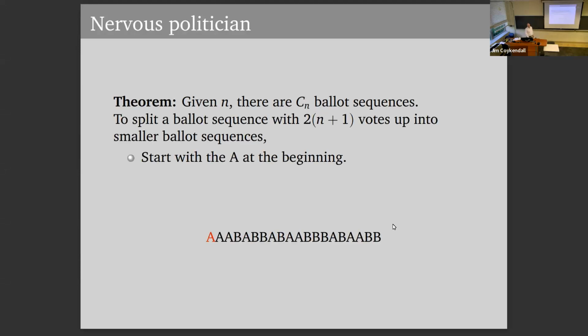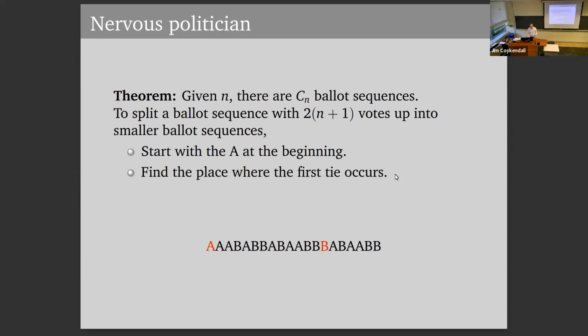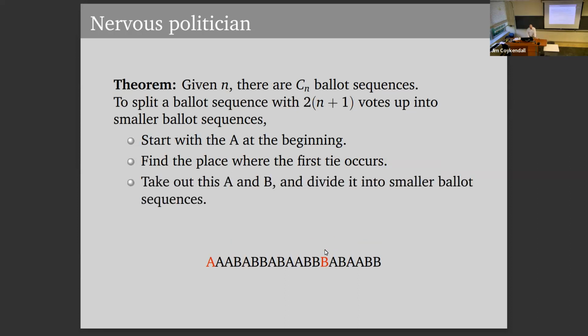And one way to explain this by splitting it up into smaller cases is you have 2 times n plus 1 votes. You can basically start with an A at the beginning, and at some point we know that it's going to be tied again. Maybe not until the very end. If you started AB, the first time that would occur is right away. But find the place where the first tie occurs, and then take out that A and B and divide it into smaller ballot sequences.